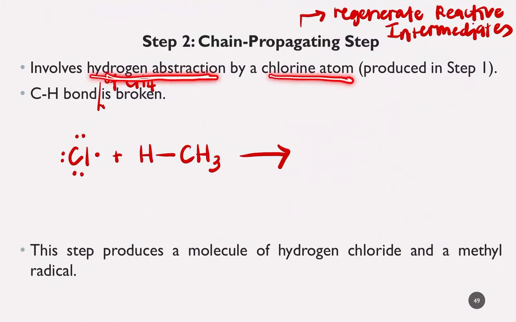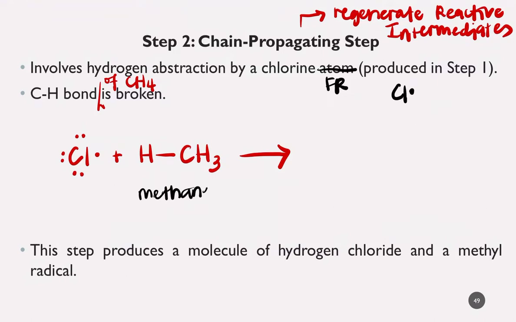Hydrogen abstraction tu maksudnya macam contoh kalau teeth abstraction awak cabut gigi. Ini awak cabut hydrogen menggunakan chlorine atom. Okay, sekejap, ini salah ni. Ni sebenarnya chlorine free radical. So awak dah produce your chlorine free radical in step 1. So you will react your chlorine free radical dengan awak punya alkane, which is methane.